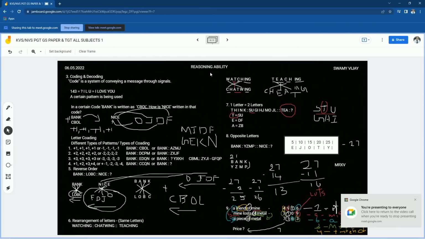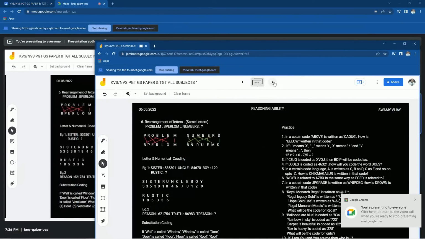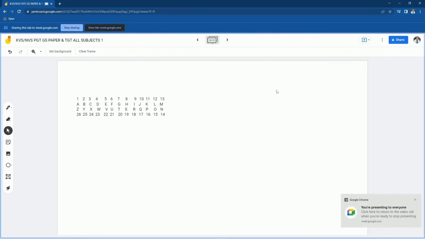Now, Diksha, are you there? Yes, sir. Did you get the answer? Yes, sir. MRXV. Now, you must have used this chart, correct? Yes. So, M is 13. Yes. Then, why did you use R? Why I didn't use R?